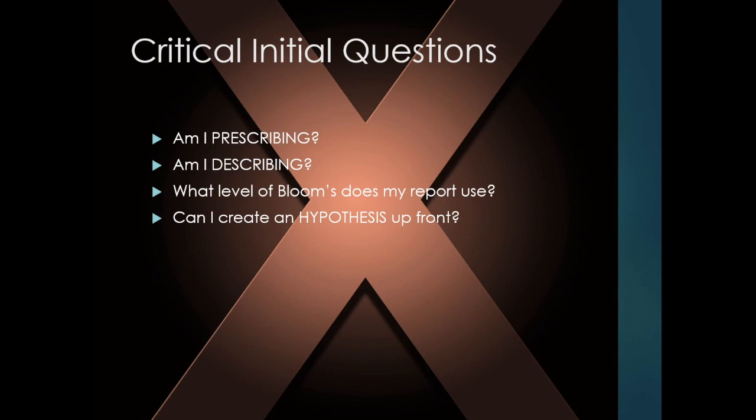Thirdly, what level of Bloom's does my report use? You will recall from the last video we decided there are 6 levels, starting with knowledge at the bottom, comprehension, application, analysis, judgment, and creation at the top. Usually engineers and researchers work at the application level. That would be the 3rd level from the bottom. And then 4th, can I create a hypothesis up front? So for example, is there an obvious conclusion that can be drawn, even if just imagined, from the purpose statement?